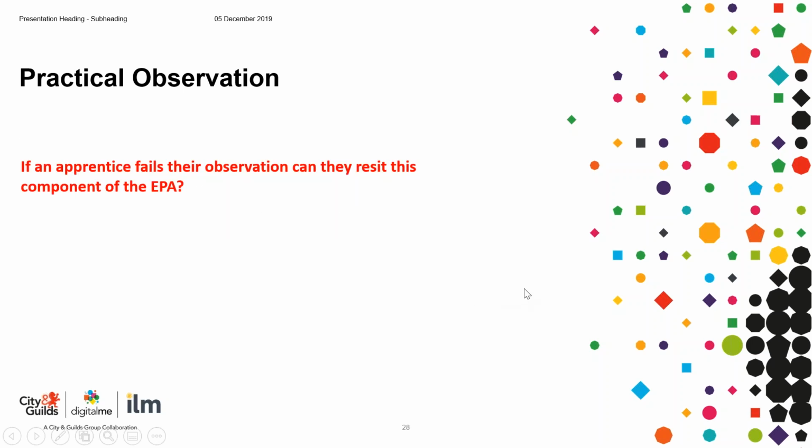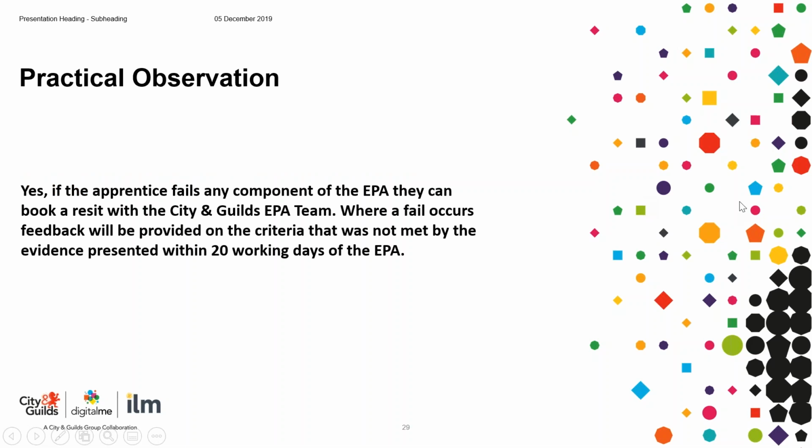Okay, if an apprentice fails their observation, can they resit this component of the endpoint assessment? So the answer to that is yes. And if the apprentice fails any component of the endpoint assessment, their showcase or their professional discussion, they can book a resit with the City and Guilds endpoint assessment team.